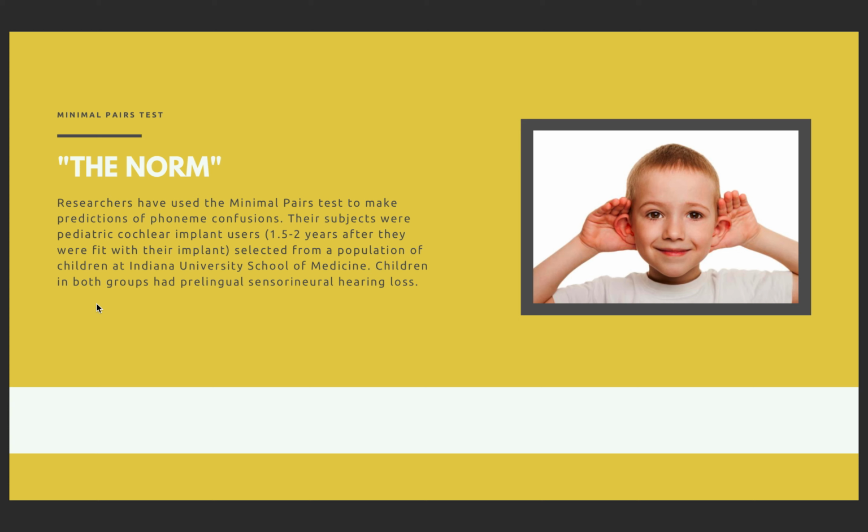Researchers have used the minimal pairs test to make predictions of phoneme confusions. Their subjects were pediatric cochlear implant users, 1.5 to 2 years after they were fit with their implant, and selected from a population of children at Indiana University School of Medicine. Children in both groups had prelingual sensorineural hearing loss.